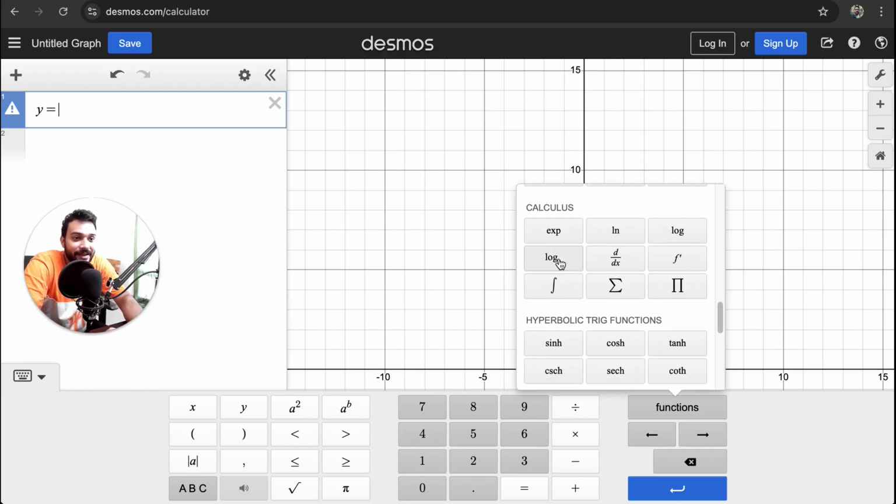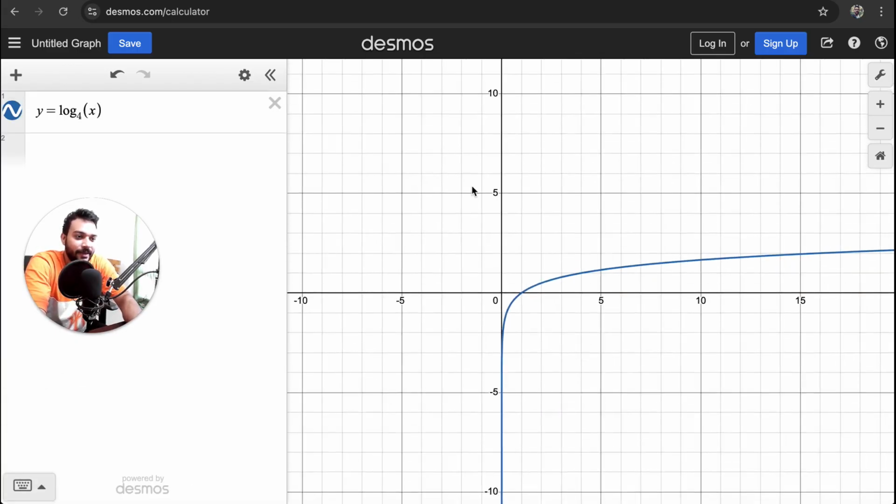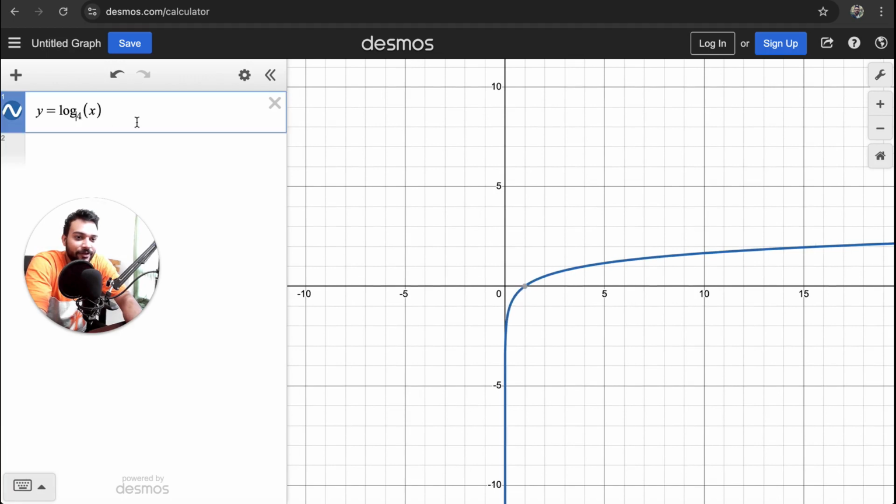Okay, so let's do with the base. You see, there's one log with no base, that is base 10. There's ln, which is base e. Then there's log of something to the base a. A is given. So here you can identify the base. Let's say I want to do base 4, and then I do inside anything, x. Okay, so log of x to the base of 4.